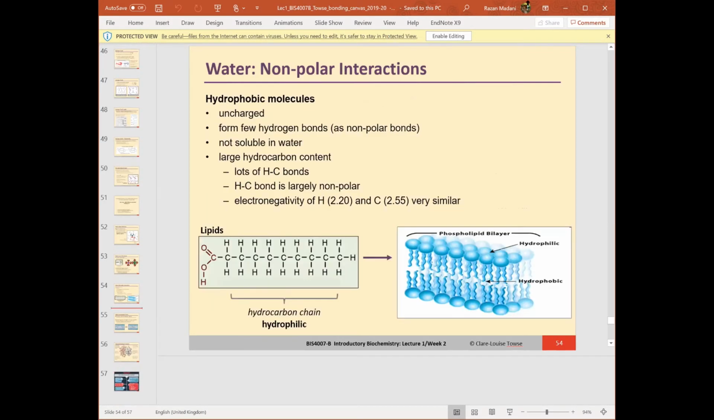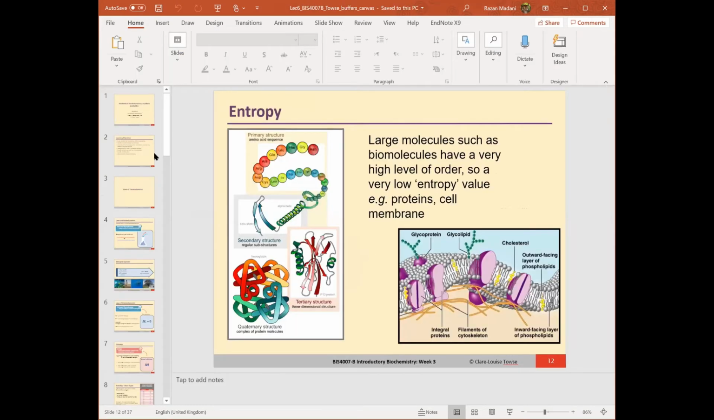Okay, so I'm going to move on to the next slide, which is pH and buffers. Can we do that? Yeah.